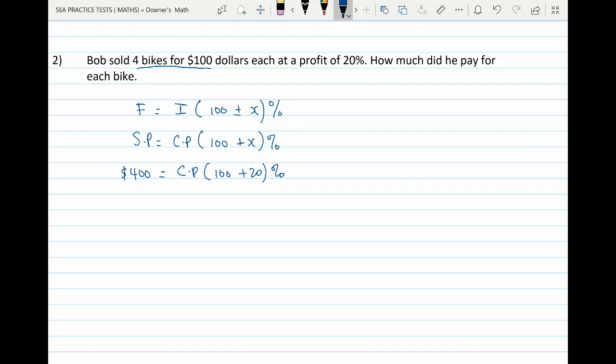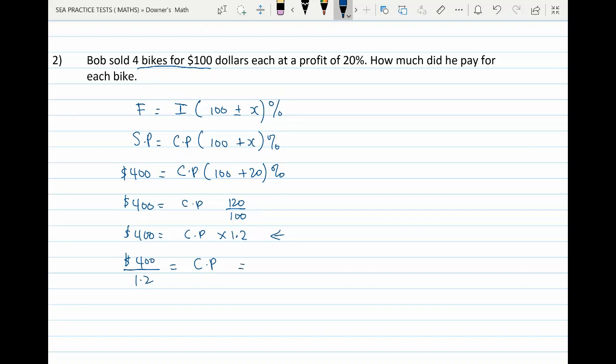In other words, the cost price is being increased by 20% to give us the selling price. So we have a calculation whereby the cost price, 100 plus 20 will be 120%, and 120% is really 120 over 100. Now, this means that 400 is equal to the cost price times 1.2. So in order to get our cost price, we are going to divide on both sides by 1.2. So this is what we end up with when we divide this line by 1.2 on either side.